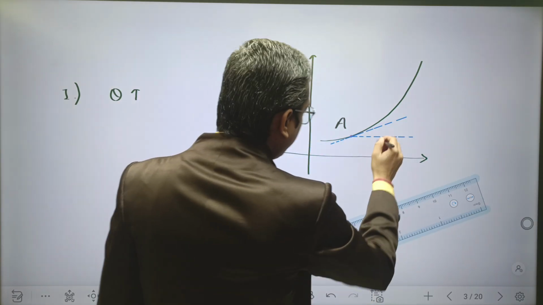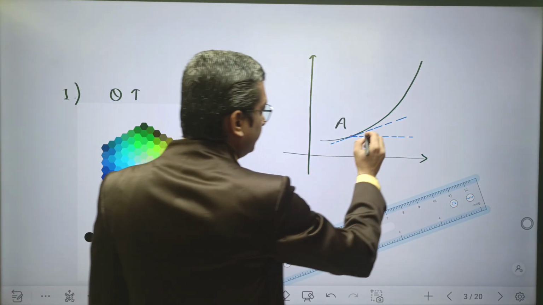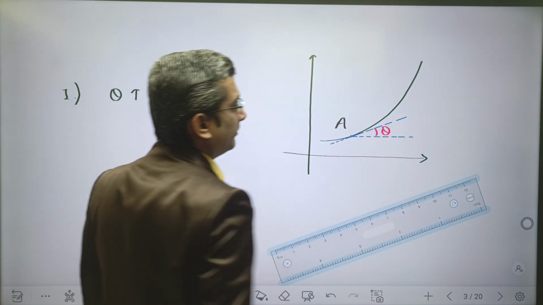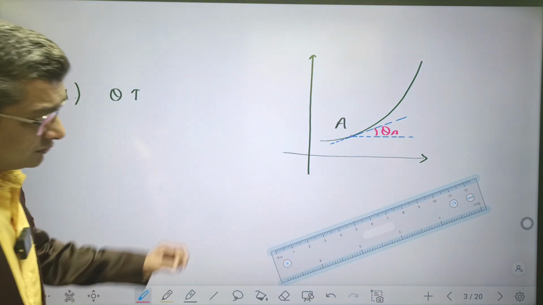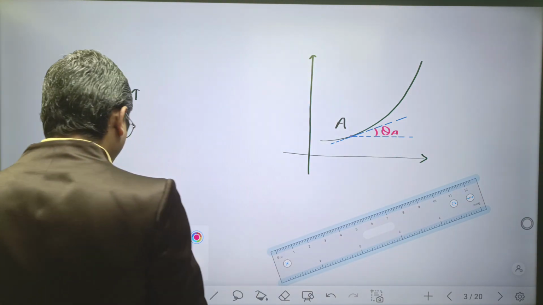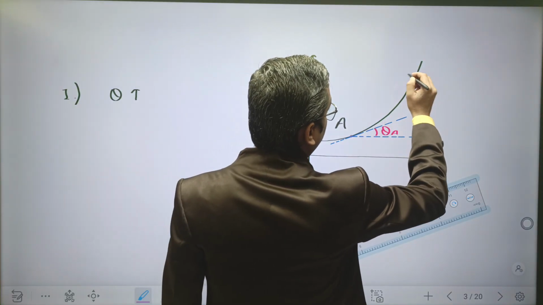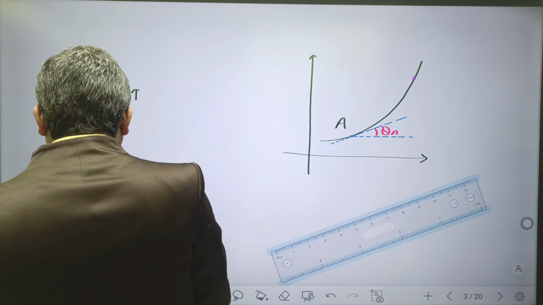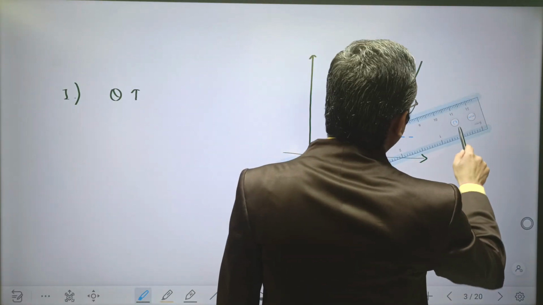So here this angle is theta. Let us suppose that is theta A. Now let us take another point B. Now let us suppose this is point B. So here again the same procedure.